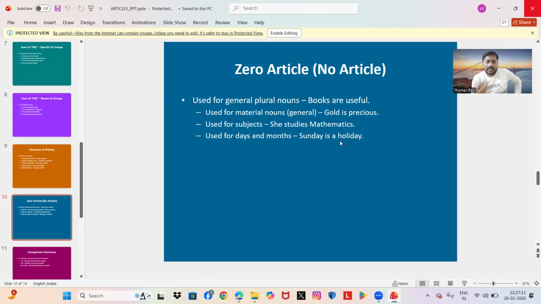జీరో ఆర్టికల్, నో ఆర్టికల్, అసలు ఆర్టికలే ఉండదు ఇక్కడ. Used for general plural nouns: books are useful. సో జనరల్ ప్లూరల్ నౌన్స్ ఉంటాయా కొన్ని బుక్స్ కానీ పెన్స్ కానీ అలాంటి వాటి ముందు అస్సలే మనం ఆర్టికల్ యూజ్ చేయకూడదు. Used for material nouns in general: gold is precious. Used for subjects: she studies mathematics. So just now I have discussed with you. So subjects ముందు కూడా మనం యూజ్ చేయము. Used for days and months: Sunday is a holiday. So before the names of the days, before the names of the months also we should not use definite article the. So zero article.